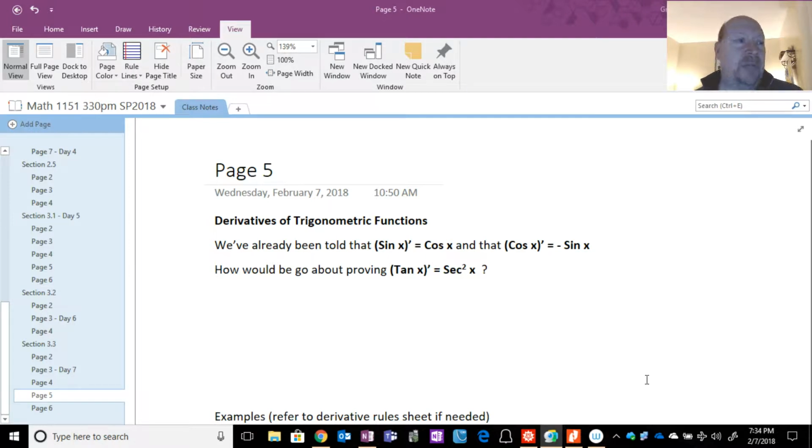So anyway, take a look at this third page in the handout here. It talks about derivatives of trig functions.